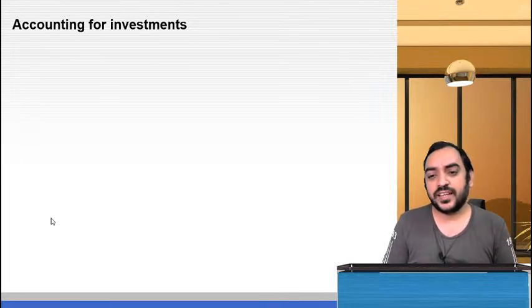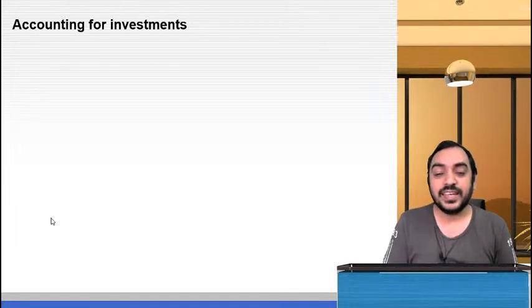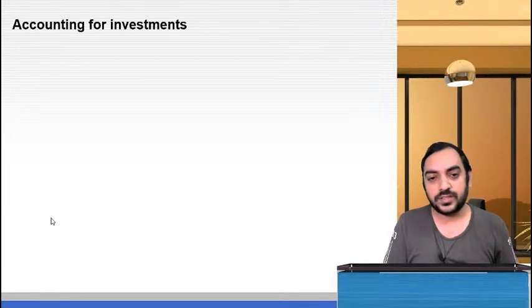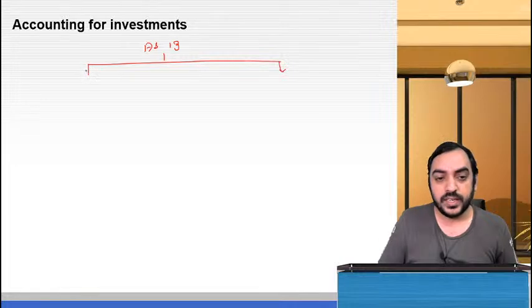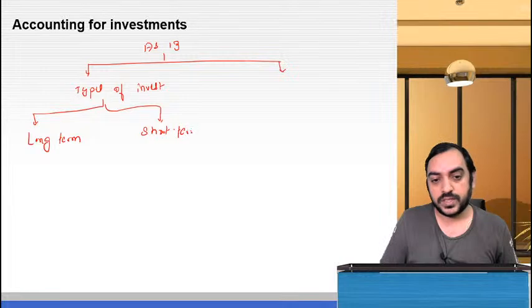Okay, so today our target is to cover two accounting standards. In fact, they are separate chapters. One is AS 13, that is accounting for investments, and then AS 3, that is cash flow statement. So first we will cover AS 13, accounting for investments. AS 13 talks about broadly two types of investments. One is called long-term investments and the other is called short-term investments.